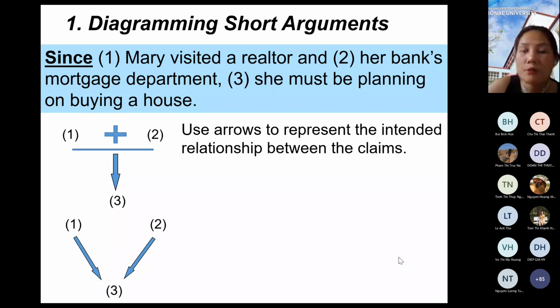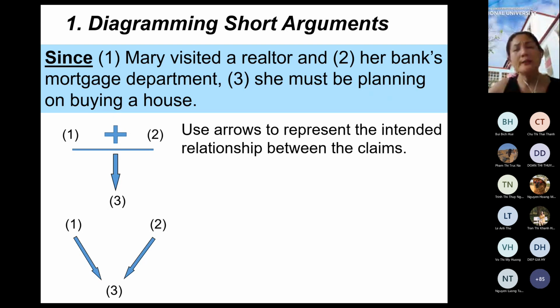Again, I mentioned, of course, both of them would be better, but if in the meaning, in the content, each of them could lead to the conclusion, then you can still treat them as independent. There would be some examples where soon you will see clearly that both or all of the premises are needed to come up with the conclusion. So here in this case, let's look at the diagram again. Here, Mary visits a realtor. A realtor is something related to a house, isn't it? And then the bank mortgage department is also something related to the house. So to be correct, of course both of them are needed in order to come up with a conclusion.